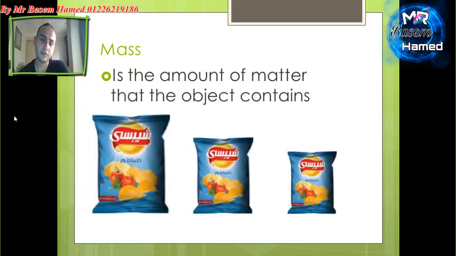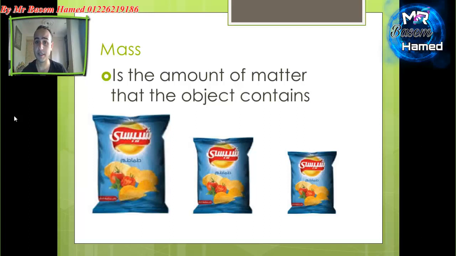If we want to define it, mass is the amount of matter that the object contains. I told you previously that something may be light, it may be heavy. Why are some objects heavy? Objects may be heavy if they contain more matter inside.